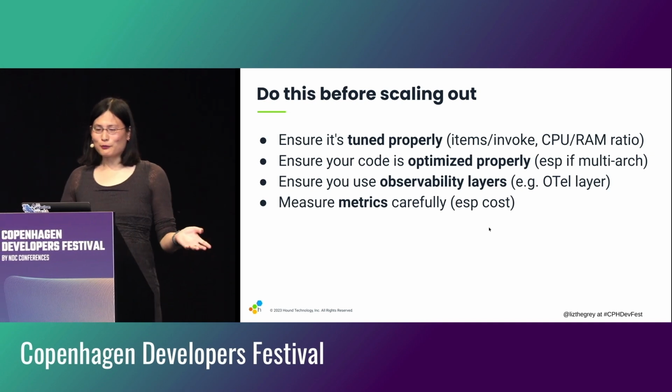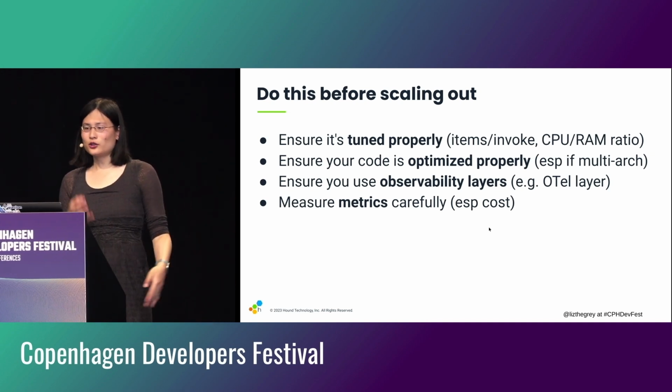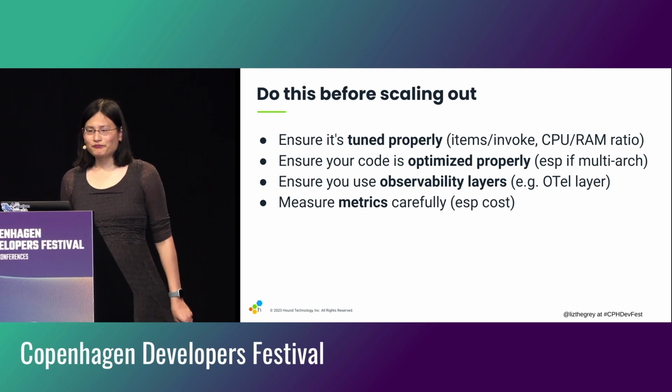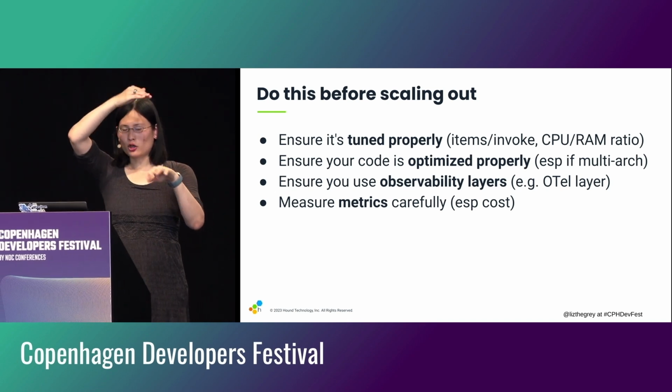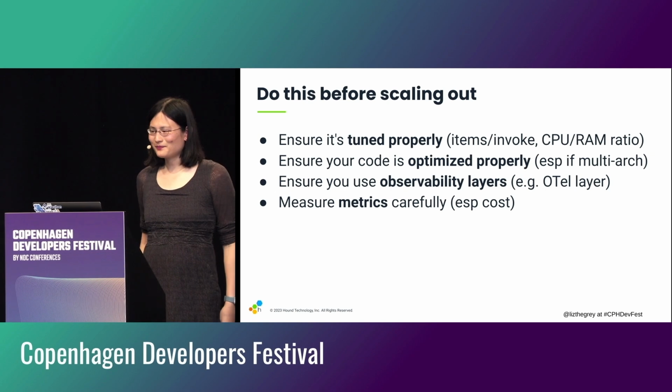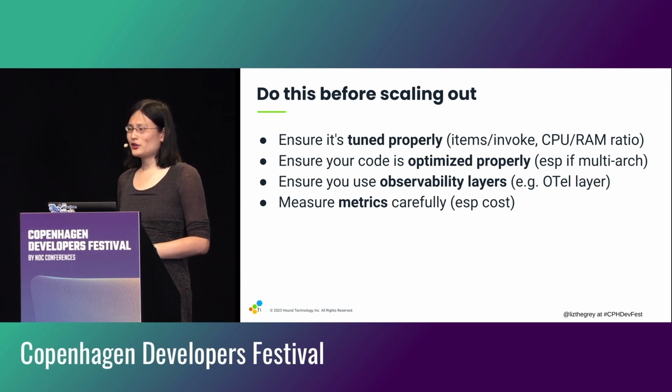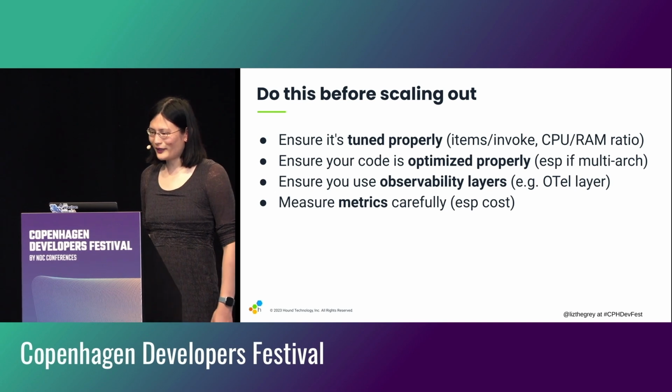So tune everything properly. Tune the items per invoke, tune your CPU RAM ratios, tune your batch sizes of the amount of data per file stored in S3. Make sure that you're doing optimization, make sure you're profiling, make sure that you are looking for opportunities to save on waste.